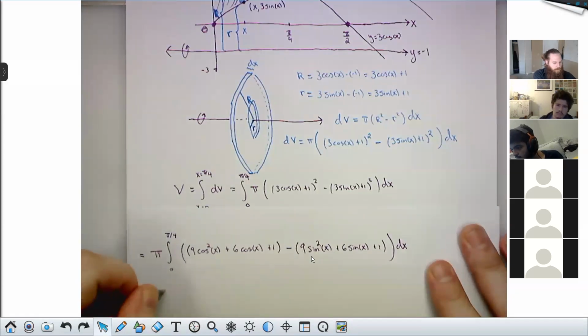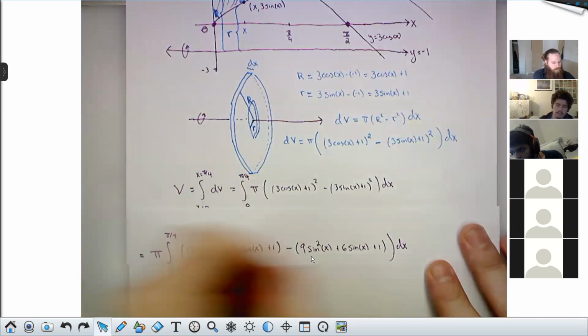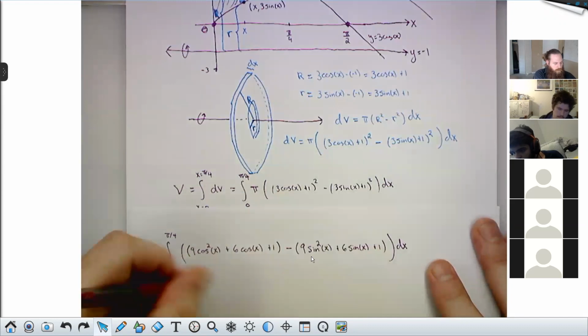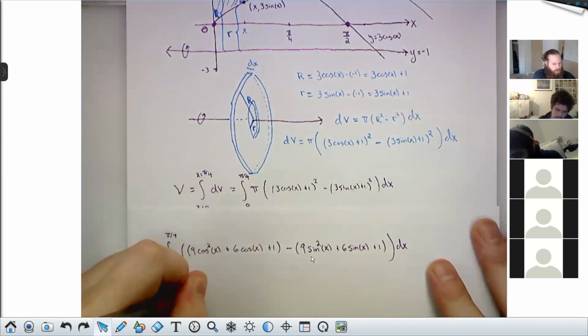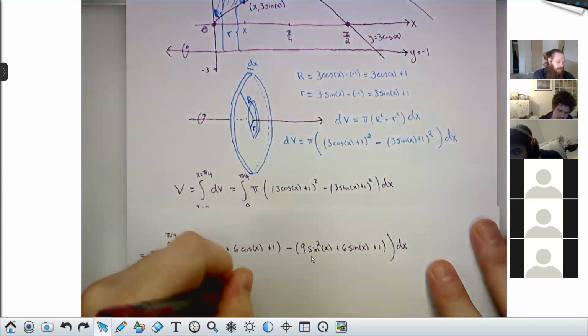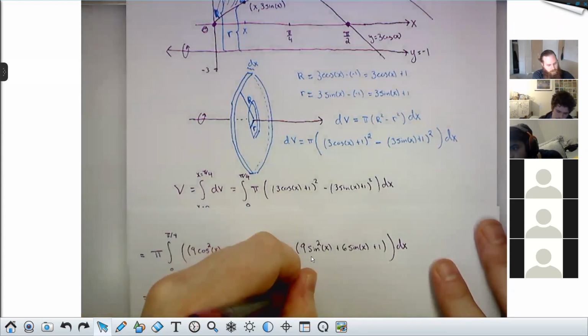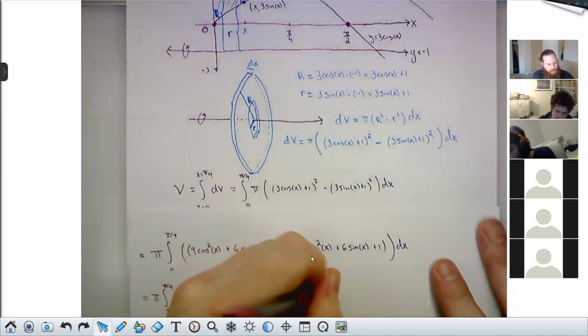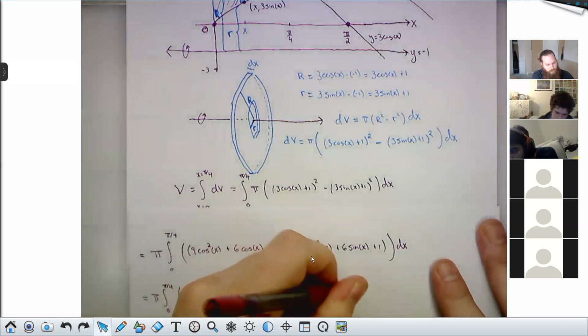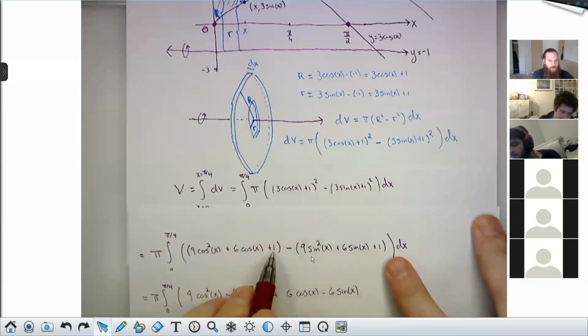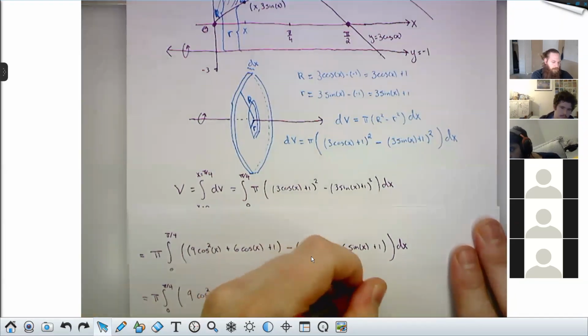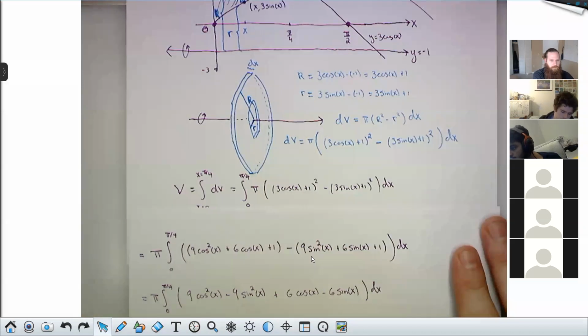So I still have pi out front, integral 0 to pi over 4. And now I'm just going to distribute this negative and regroup terms. I'll have 9 times cos^2 x minus 9 times sin^2 x plus 6 times cos x minus 6 times sin x, and then plus 1 minus 1, those go away. Those eat each other up.